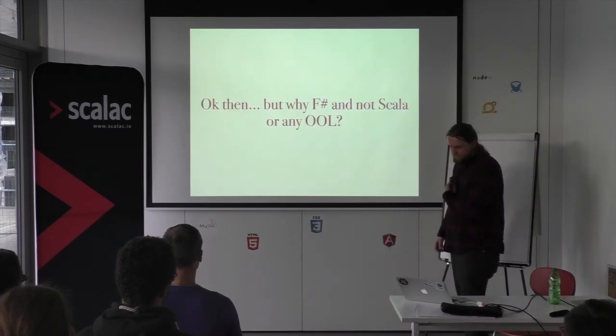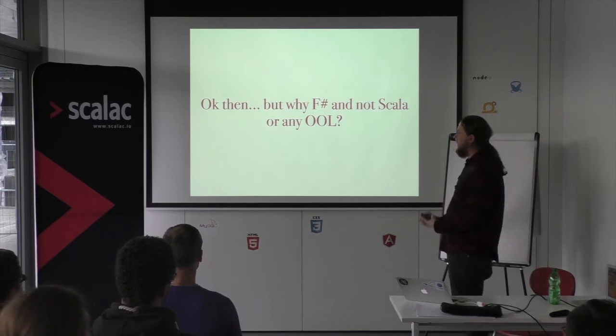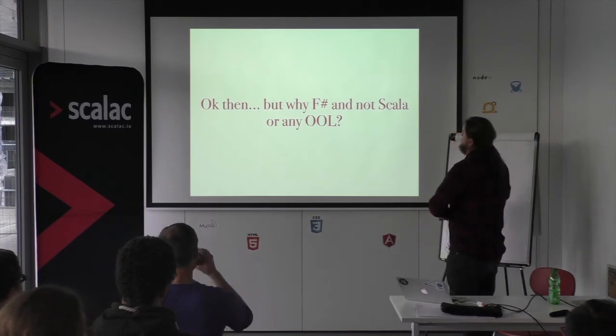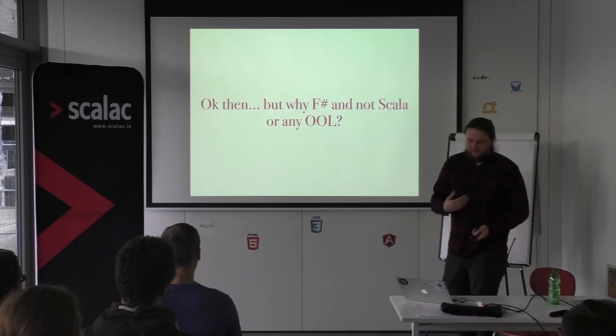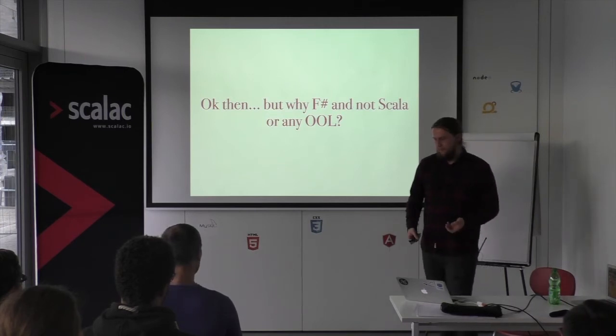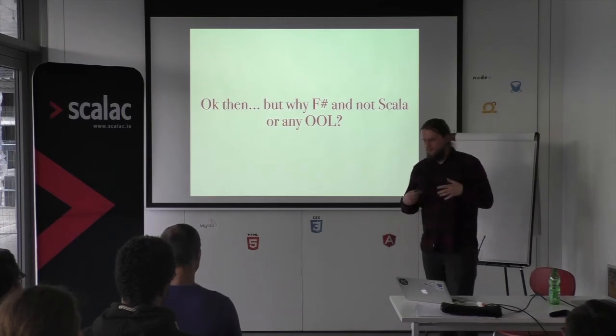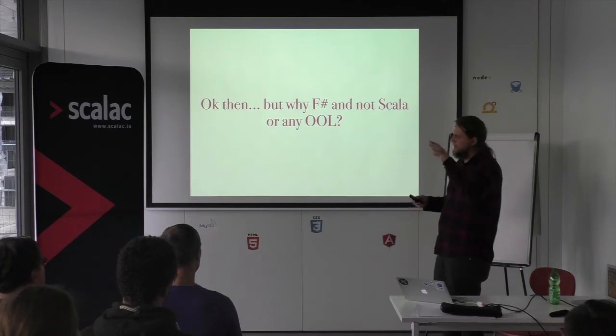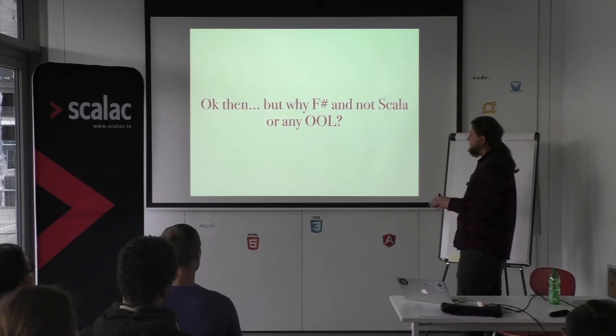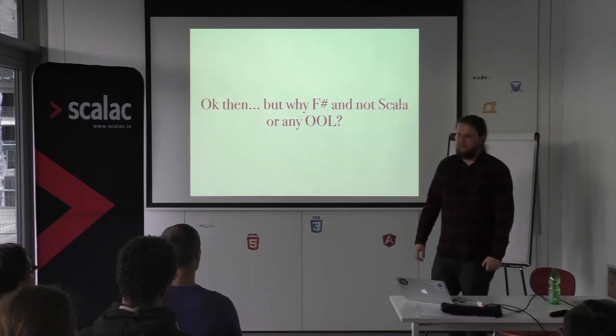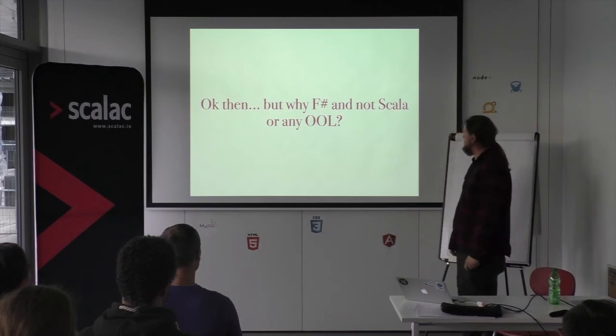And lastly, why F#? Why not Scala or any other object-oriented language? As I said, I needed to have a model of a classifier on my mobile phone instead of somewhere in the cloud. So I first decided to go with C# because I was coding in Xamarin, but in the end I decided to move on to functional programming because of obvious reasons.